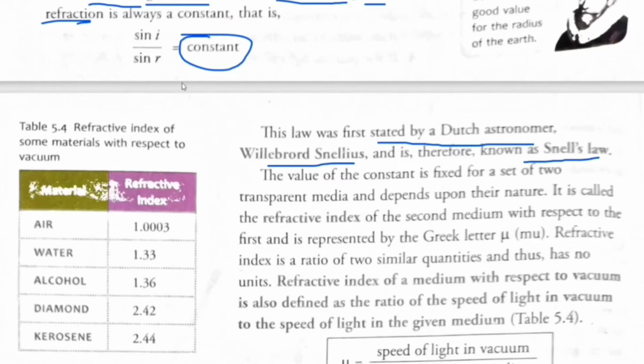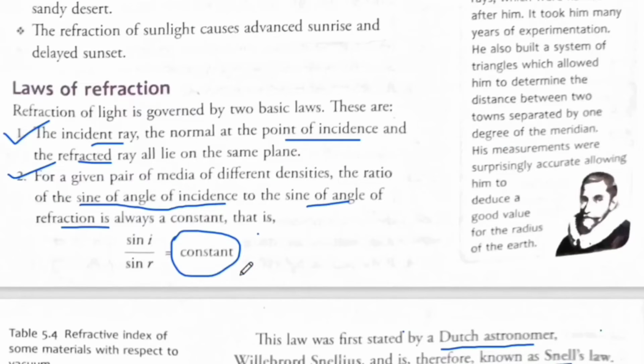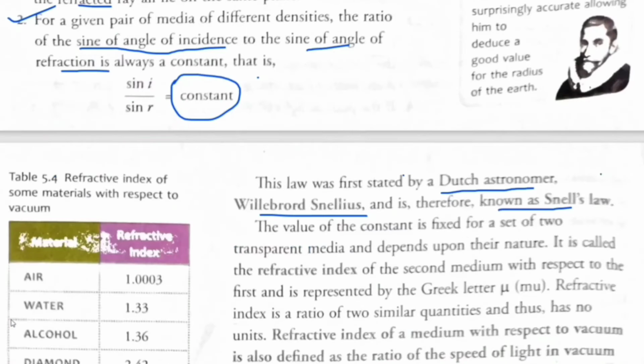Students, Snell's law tells us that the value of this constant is fixed for a set of two transparent media, and it depends upon their nature. It is also called, students, the refractive index of the second medium with respect to the first medium. And as this refractive index is the ratio of two similar quantities, it gives us only a value. It doesn't have any unit. Refractive index is represented by the Greek letter mu, and it has no unit because it is the ratio of two similar quantities.